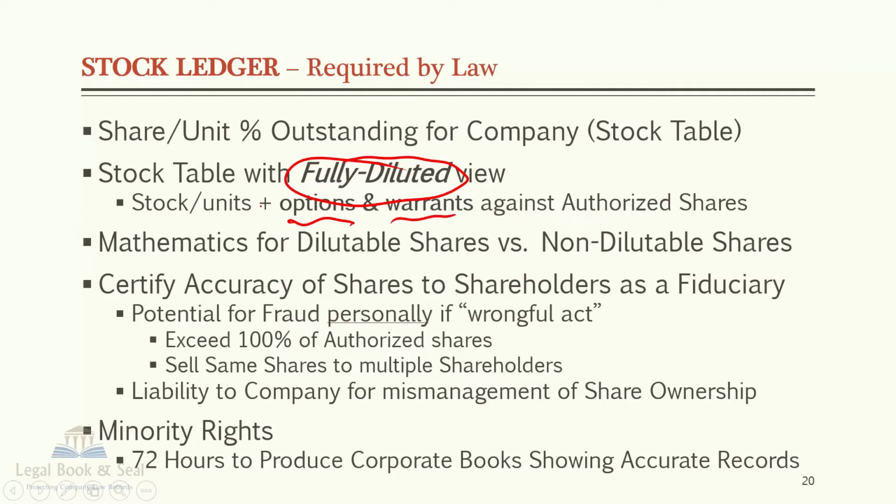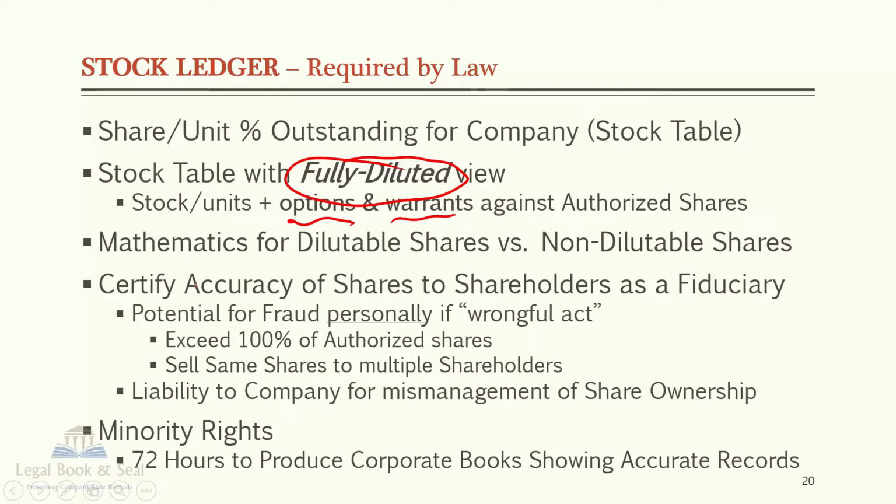So it's not just the stocks and units, but it's plus the options and the warrants, so that you're seeing the total against authorized shares. That's what a fully diluted table is. And the mathematics for this, especially with dilutable and non-dilutable shares, can be very, very tricky. And that's one of the things that the software does very accurately.